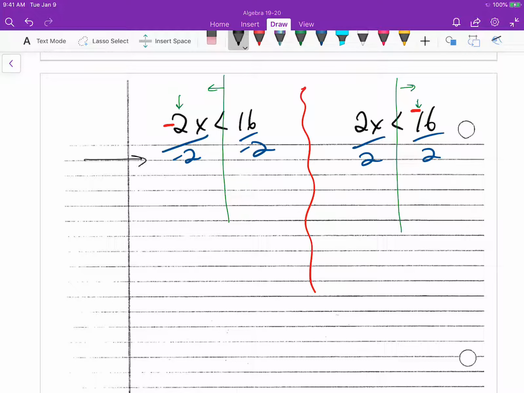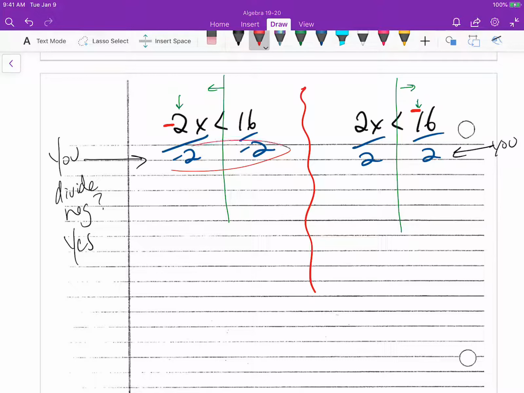This line is you, your work. This line is you. Did you divide or multiply by a negative? Yes. So you divided by negative 2 here. So that means your symbol has to change direction to stay true. So it would be x is greater than negative 8. Okay, so I divided by a negative, I have to flip that symbol.